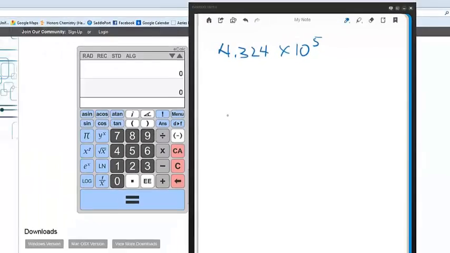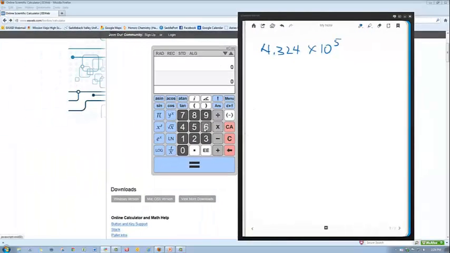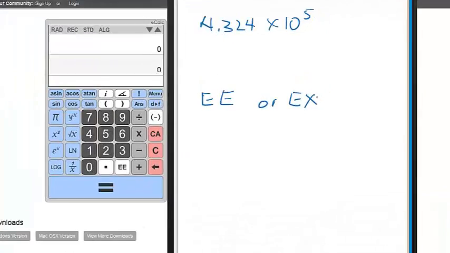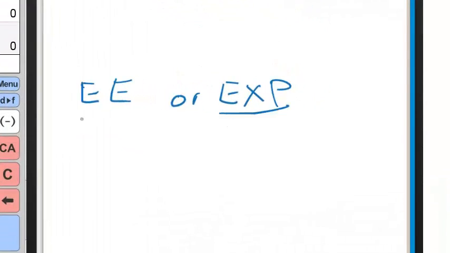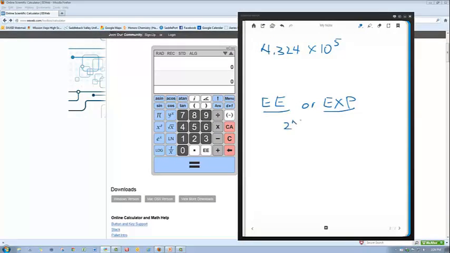Okay, now on your calculator, and your calculator may look a little bit different than what you see here, but the key is this EE key right here. Now EE or EXP. Most of your calculators should have this button here. It may be a second function above one of the keys that are over here, but this is what you need to do. Okay, this basically means times 10 to the whatever power. Next number you punch in becomes your exponent.